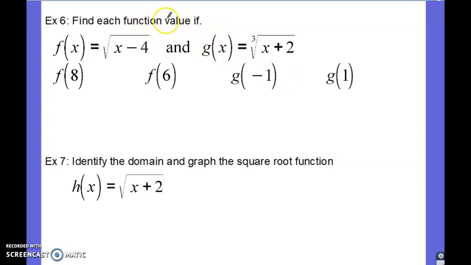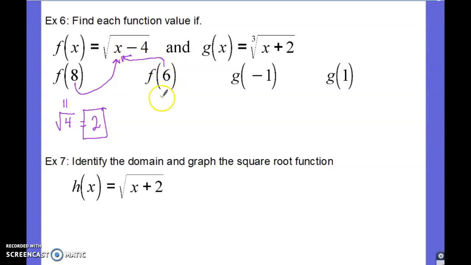As we move to exercise 6, we're finding the value of each function. So it's just function notation, getting you to remember that x is 8. So if I plug in 8 here, 8 minus 4 is 4. So this is equal to the square root of 4, which is 2. There you go.